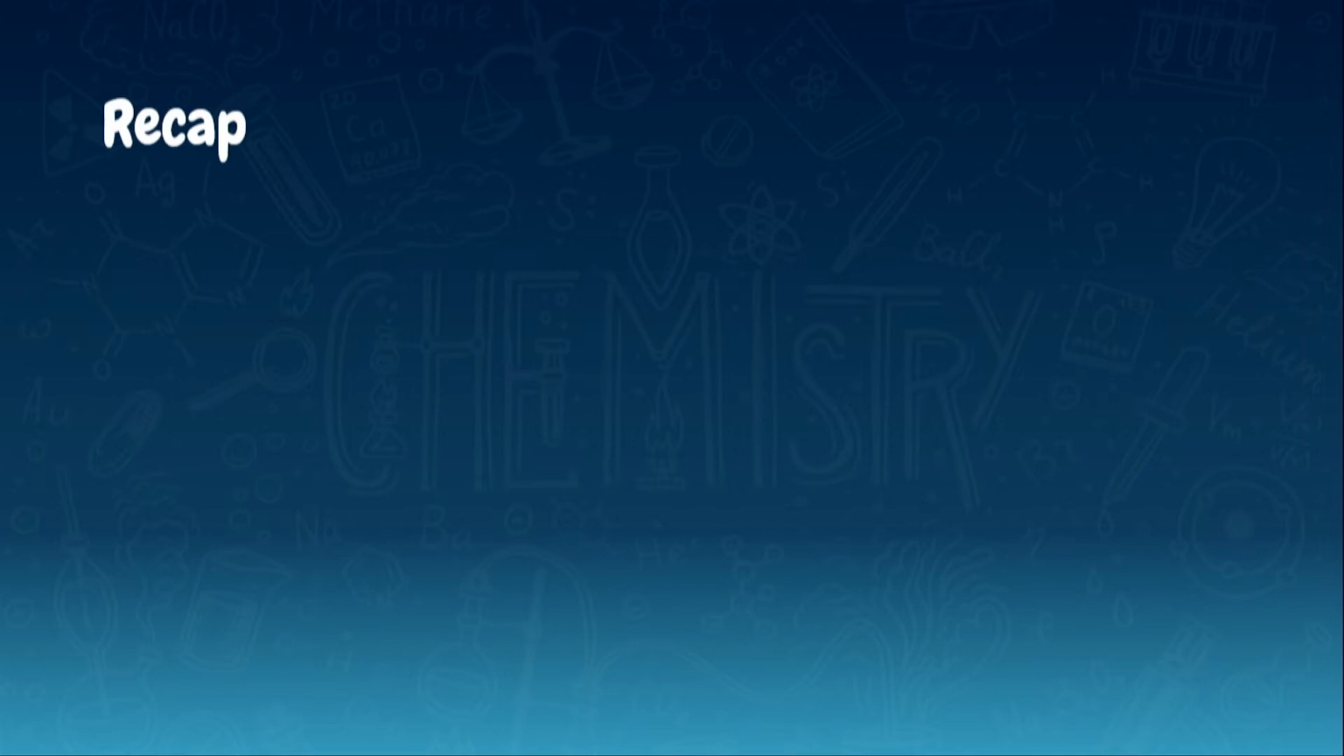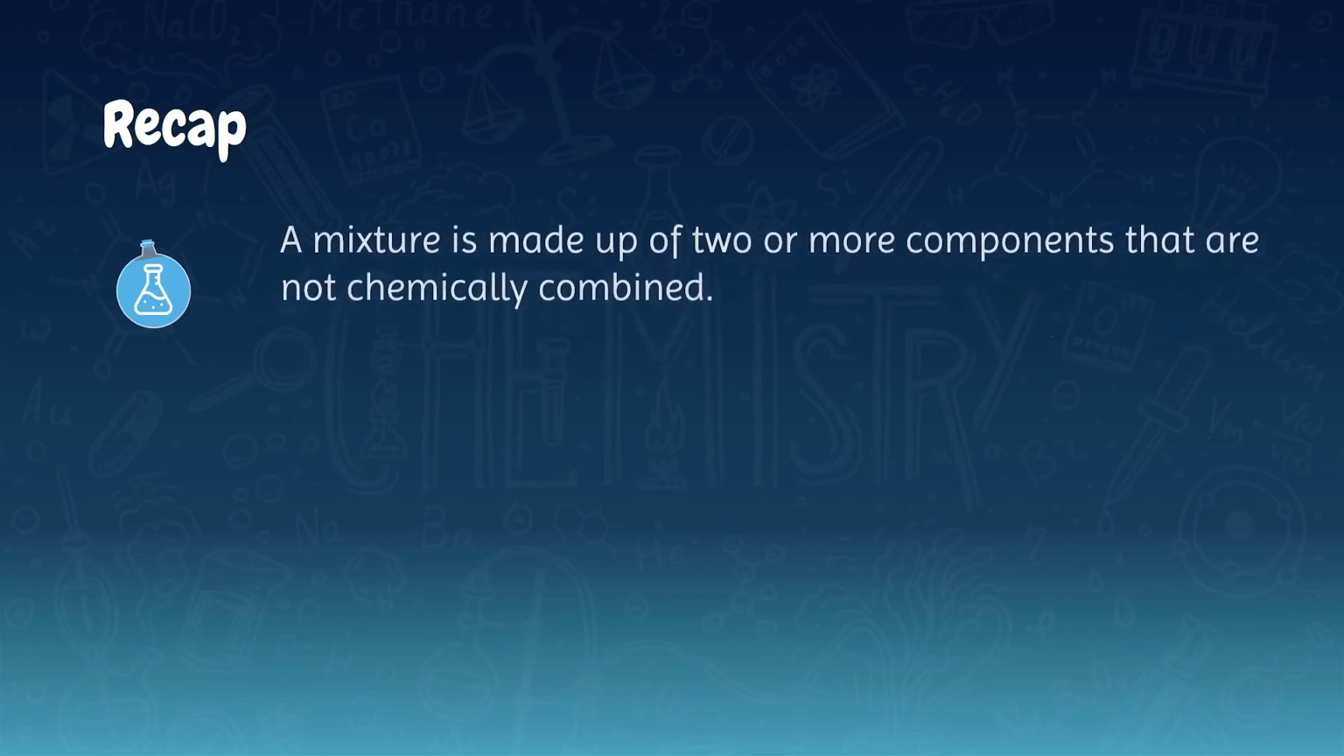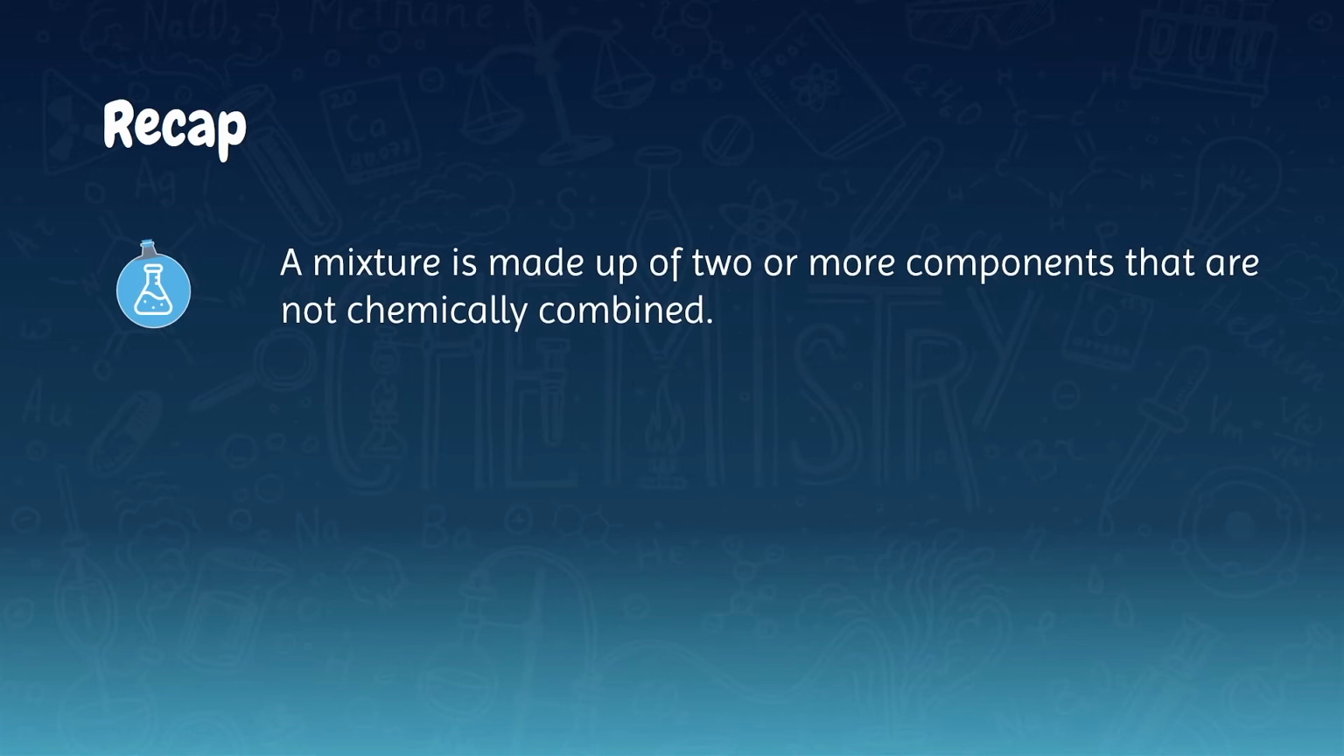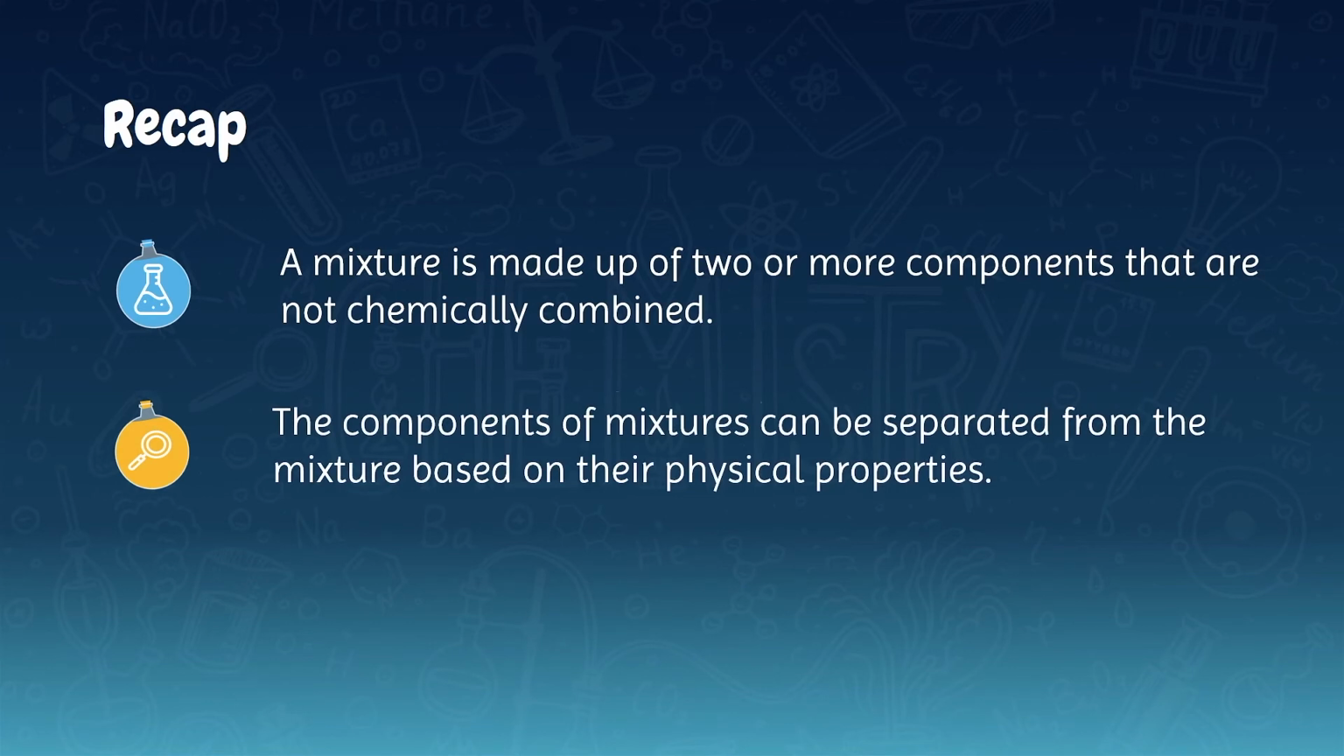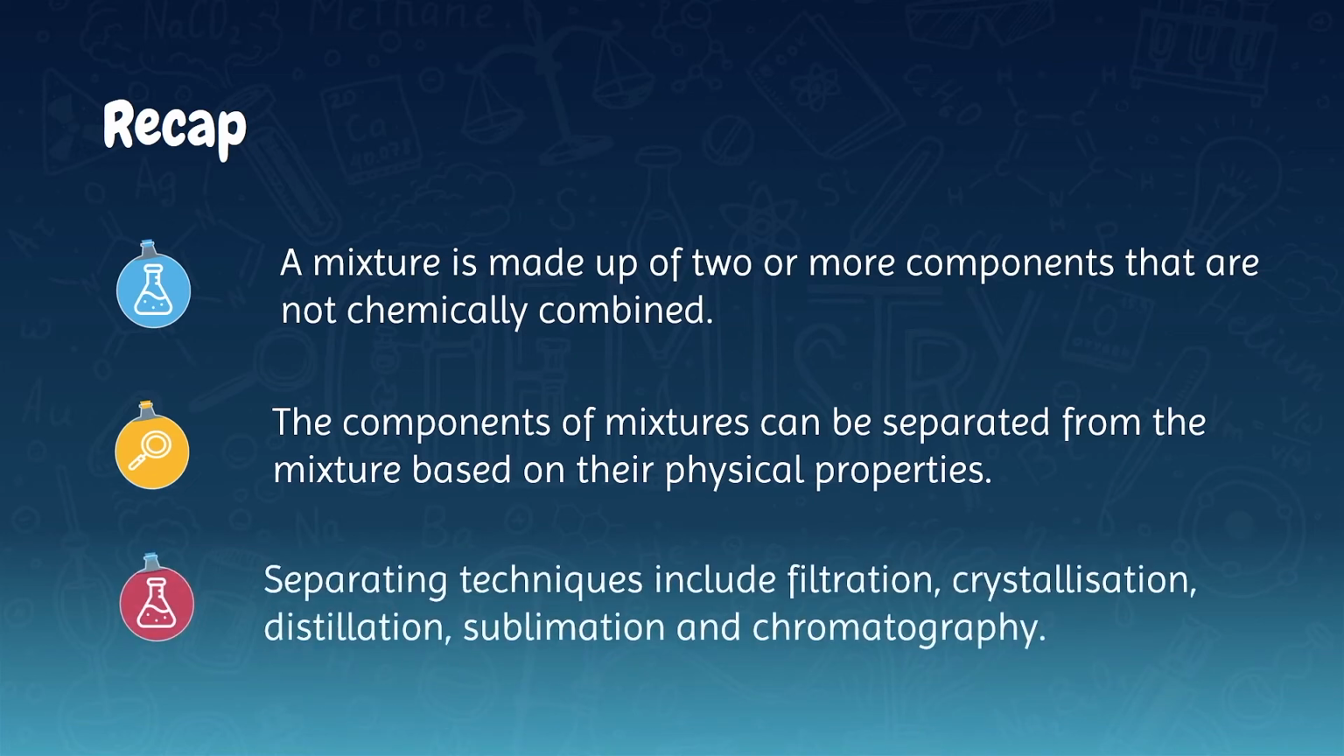From this lesson, you are now familiar with mixtures and their components. You have learned that a mixture is made up of two or more components that are not chemically combined. You must have also understood that the components of a mixture can be separated based on their physical properties. And methods of separation, known as separating techniques, include filtration, crystallization, distillation, sublimation, and chromatography.